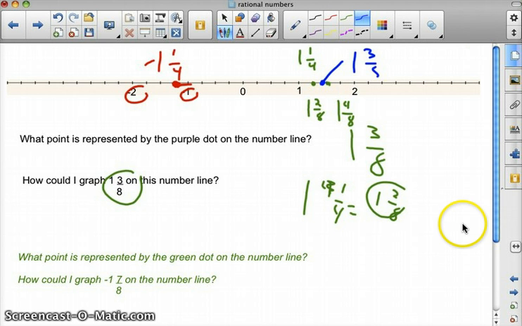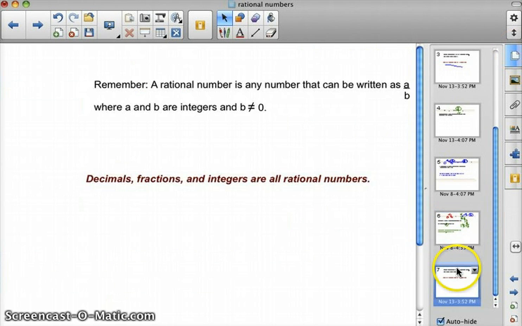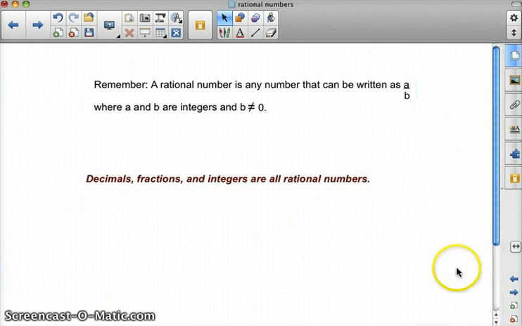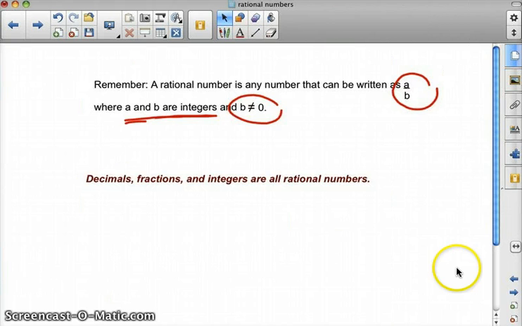That's 1 and 3/8. And is that a rational number? It is, because I can make it an improper fraction. 8 times 1 is 8, plus 3 is 11/8. So I'm back in that A divided by B form. Okay, so rational numbers. A rational number is any number that can be written as A divided by B, as long as B is not equal to 0, and A and B are both integers, positive or negative whole numbers. Decimals, fractions, and integers are all rational numbers. Always remember to take a good look at how that number line is divided up before you start.